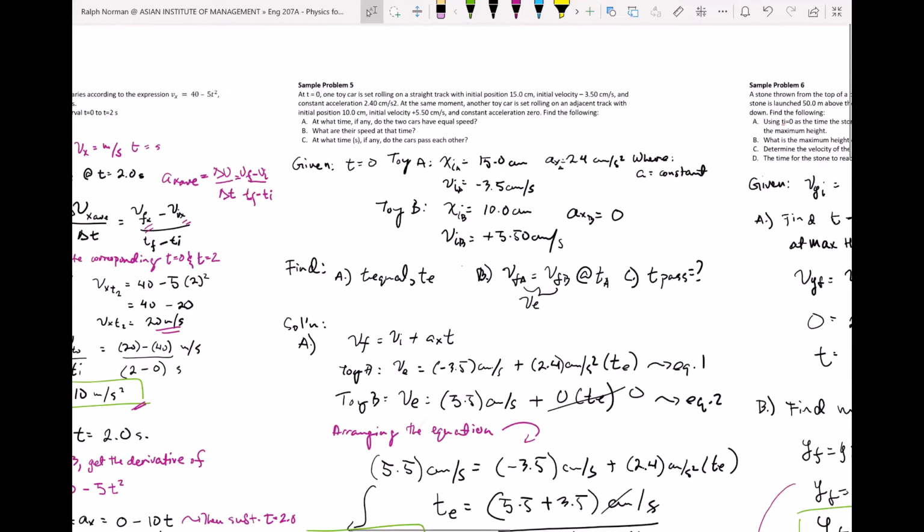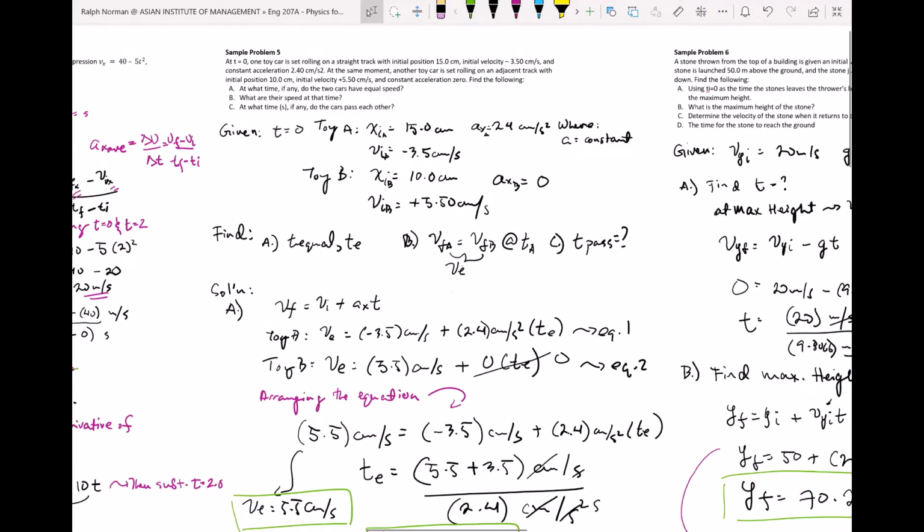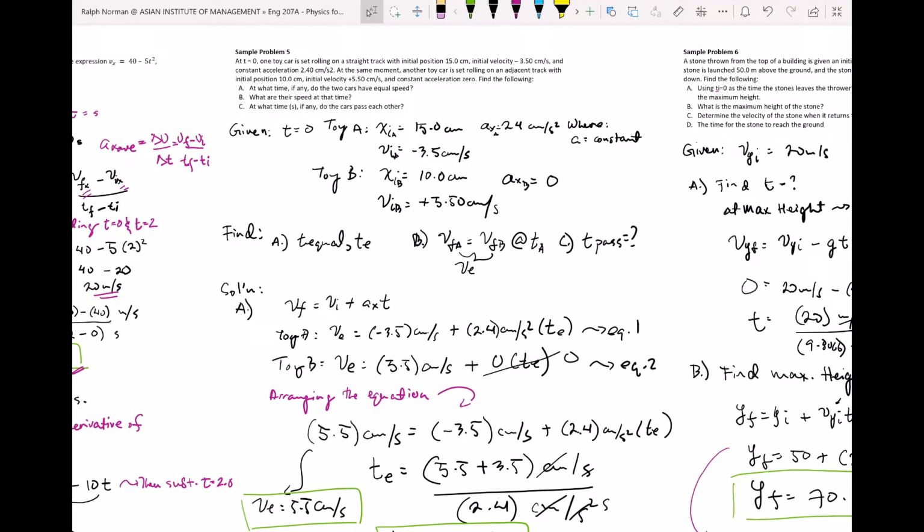Moving to the next problem, now we're going to deal with two objects about to move in parallel in the same direction, but on two different roads. Say you have toy A, a toy car set rolling on a straight track with an initial position of 15 centimeters. We have an initial time of 0 and an initial velocity of negative 3.5 centimeters per second, and a constant acceleration already provided at 2.4 centimeters per second squared.